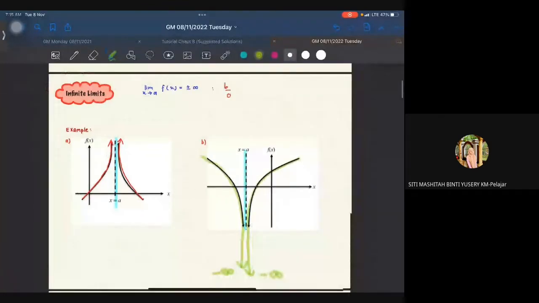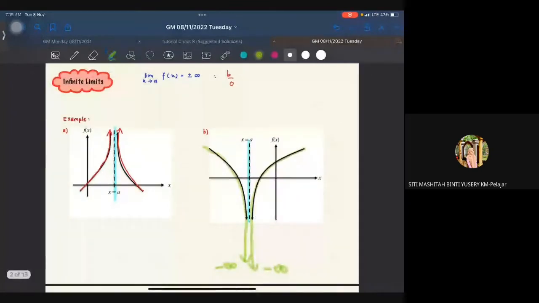Okay, boleh faham ke semua orang? So, awak dah belajar this subtopic. Saya just nak recap saja. So, do you guys understand my explanation right now? Boleh.